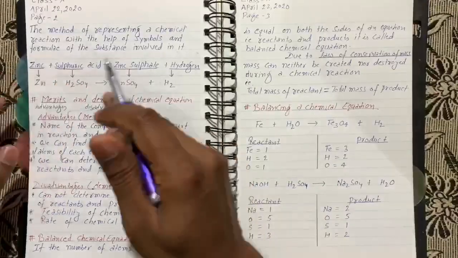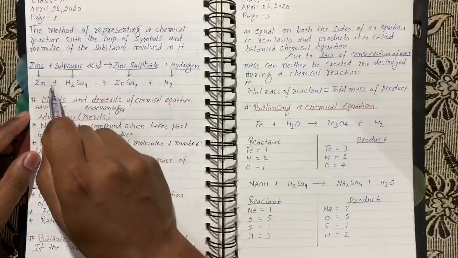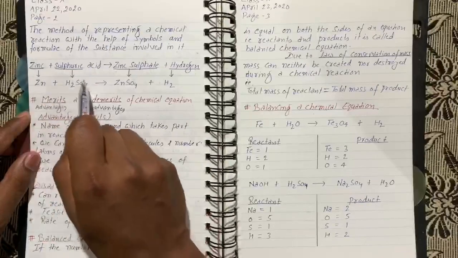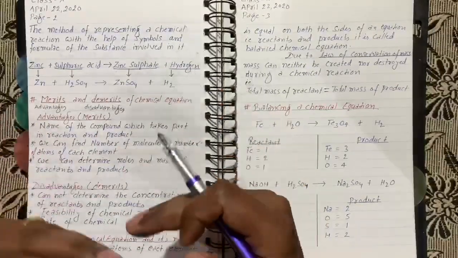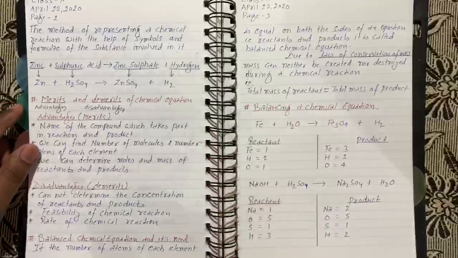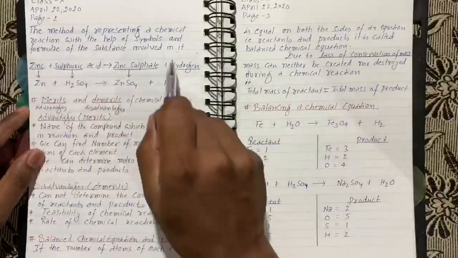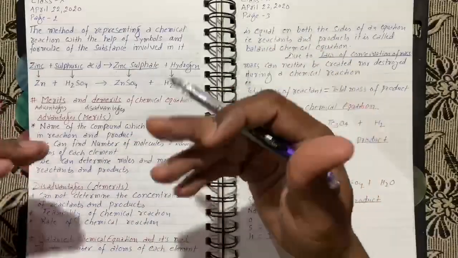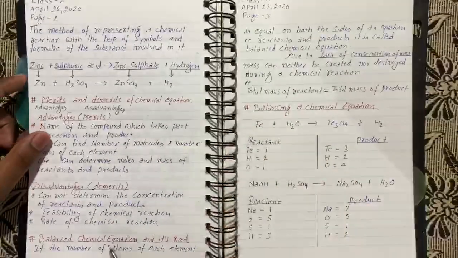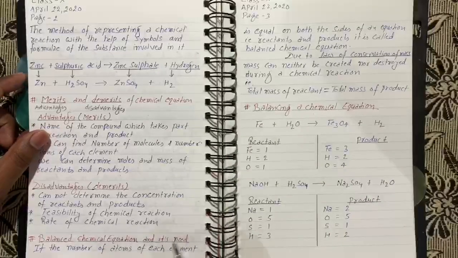So we can say all the different atoms of different elements on the reactant side are equal to the product side. So when you see such a condition, you can say that the chemical equation is balanced. And if it is not equal, you cannot say that. You can say that it is unbalanced. Now the question is why it is needed.